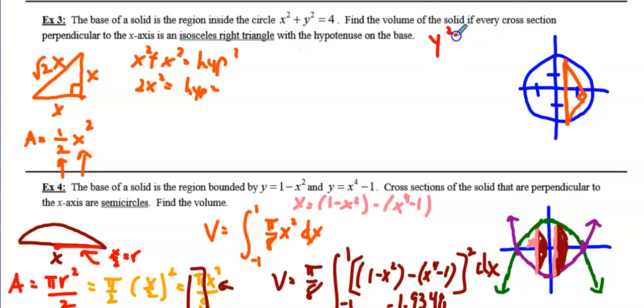So we get that y squared is going to be equal to 4 minus x squared, and that y is going to be equal to the positive and the negative square root of 4 minus x squared, where the positive is going to be this region right here, and the negative is going to be this region right here.